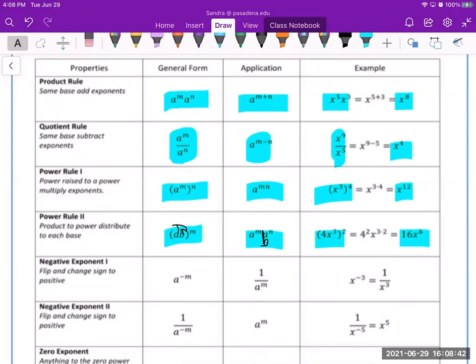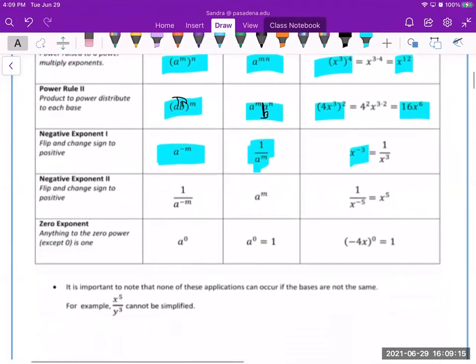Okay, we have a negative exponent. If I have a negative exponent, I cannot leave it in my answer. So I must rewrite my answer. I'm going to write a to the negative m as a positive exponent. So I'm going to put it over 1 in the denominator. Here's the example. x to the negative 3 is equal to 1 over x to the 3rd power.